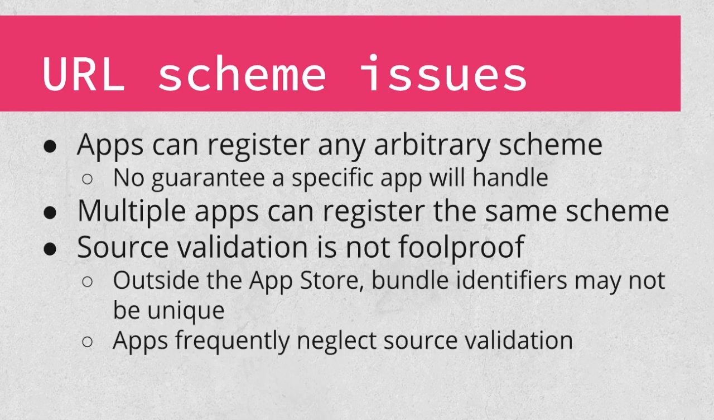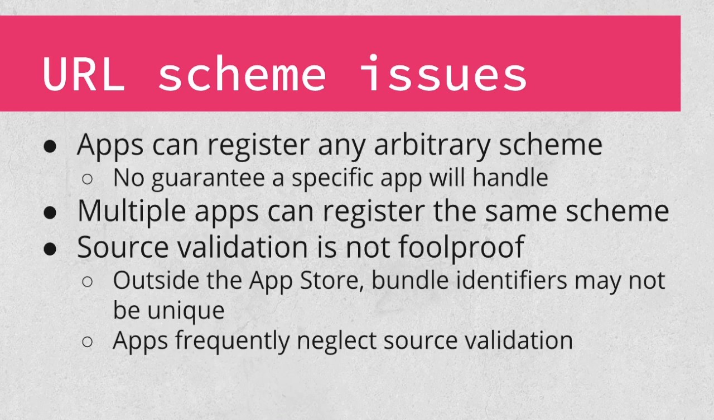On the surface, URL schemes seem perfect for sharing data, but they suffer from some surprising and counterintuitive issues. Perhaps the biggest relates to the ownership of a scheme. Apps are allowed to register any arbitrary scheme. There is no central approval process or vetting to ensure that schemes are unique across all apps in the App Store. That means nothing prevents multiple apps from registering the same scheme, even on the same device.